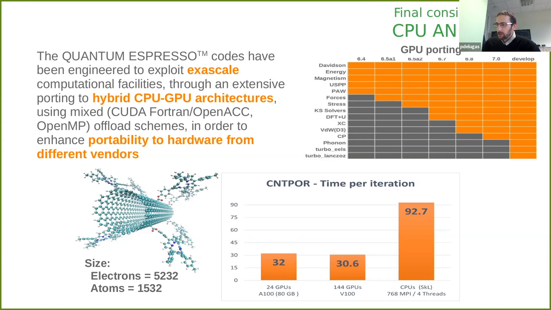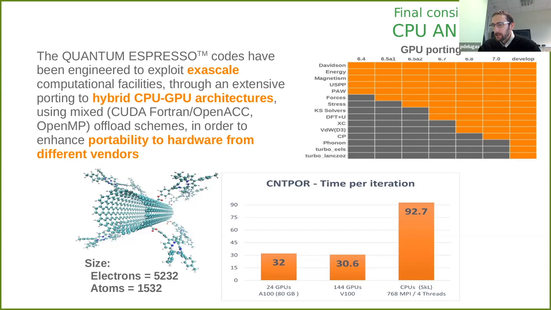In the lower graph, you see a comparison between CPU-only nodes with 768 MPI tasks and 4 threads each. In the second column, you see the time per iteration. I didn't say that the system is a carbon nanotube, so a very large system of more than 1,000 atoms. So you see the comparison with a GPU-only facility, which takes 92 seconds per iteration, then a facility with 144 GPUs, each MPI task having one GPU, which takes 30 seconds. And then one node with just 24 GPUs of the last generation, A100 with 80 gigabytes of memory each. And basically we get 32 seconds.